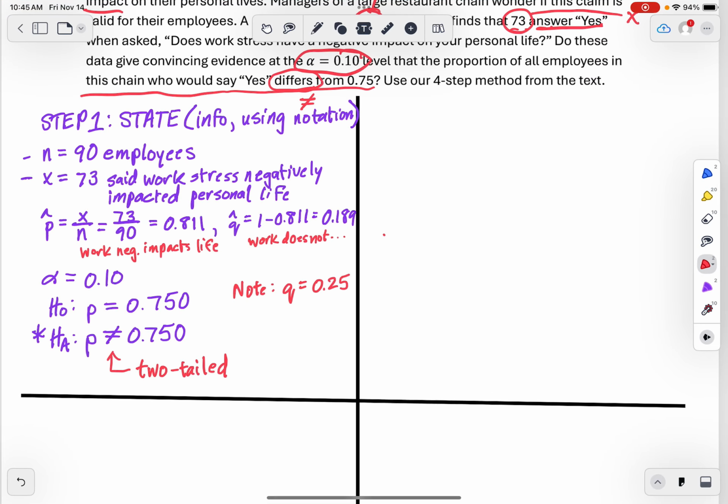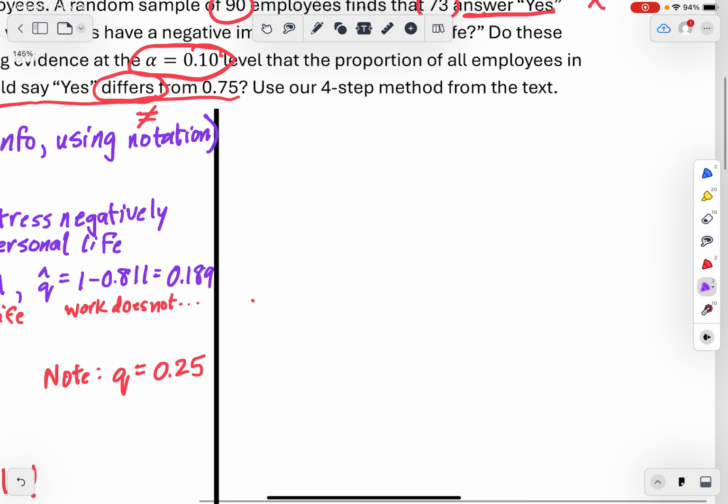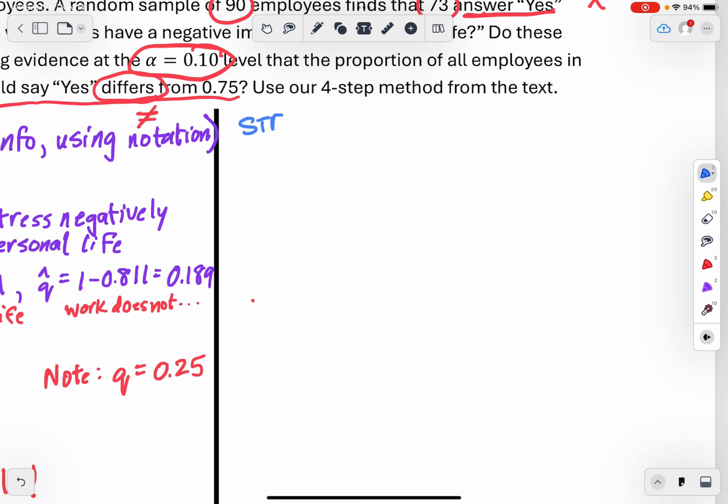And then moving on to step 2 of this work stress impacting personal life, we know that our step 2 is our planning stage. So step 2, and it's our planning stage in that we're going to use the central limit theorem, if we can, to find the distribution of the p-hats. Of all possible p-hats we could have collected, how do they behave?